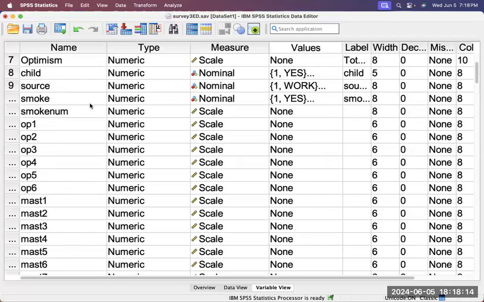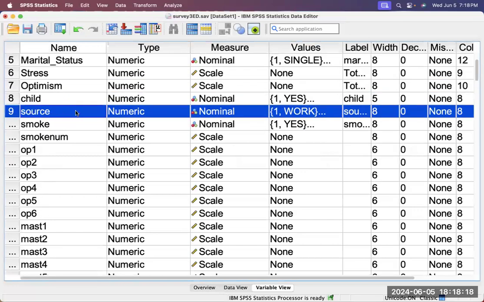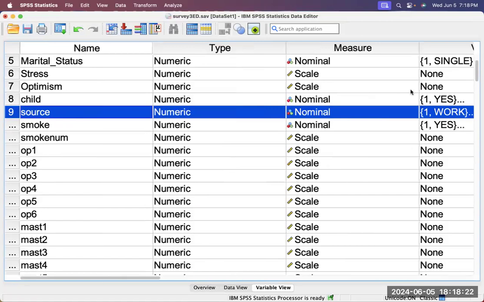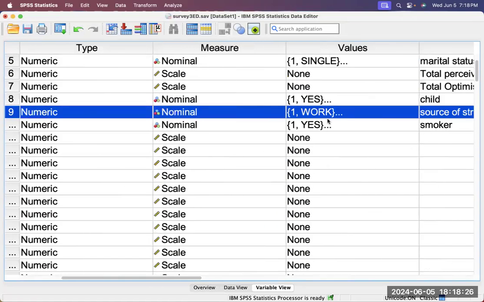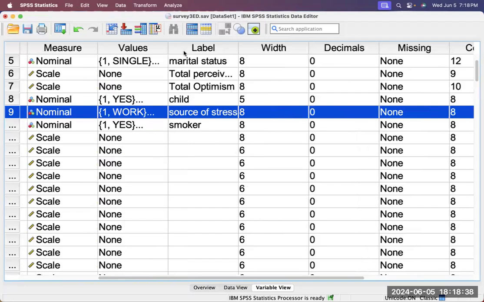Let's look at source. Now, what this data file is asking for is the source of someone's stress. Where does your stress come from, you see? Now, let's take a look. It's nominal. Now, remember, we're not asking someone how much stress are you experiencing, which may be measured by a number. We're saying, what category does your stress come from? Now, let's take a look at the value labels.